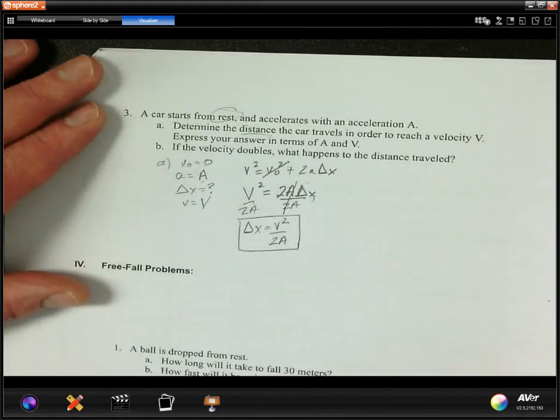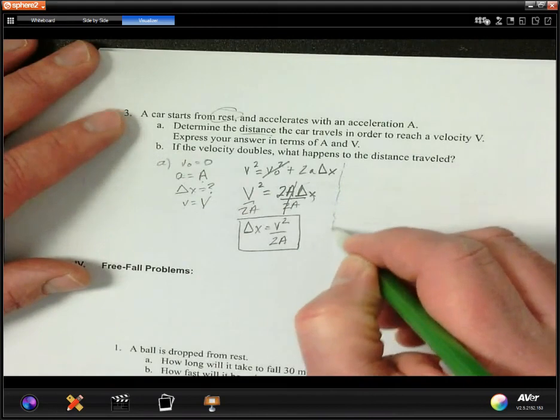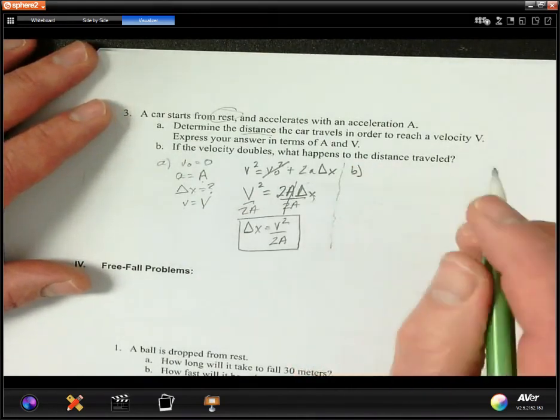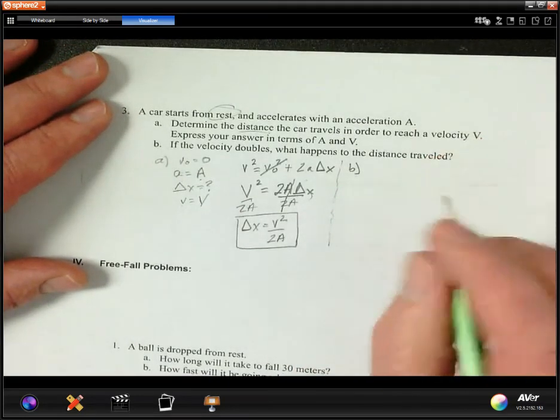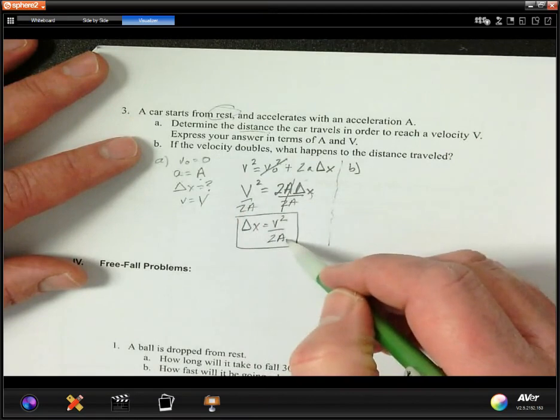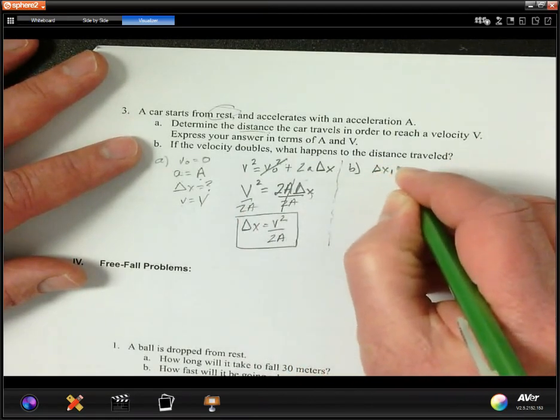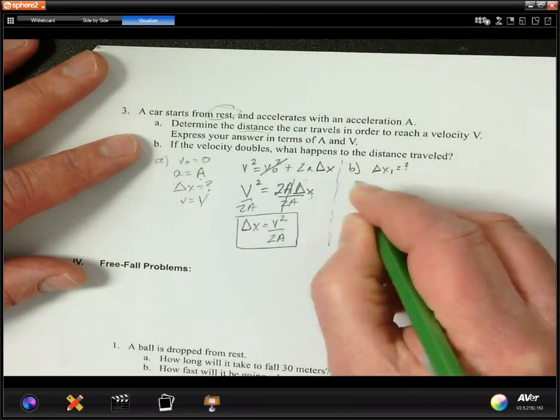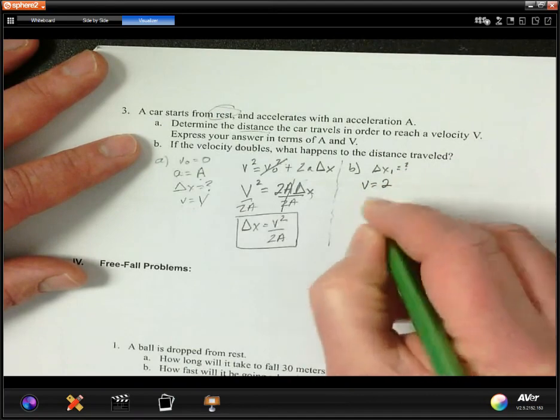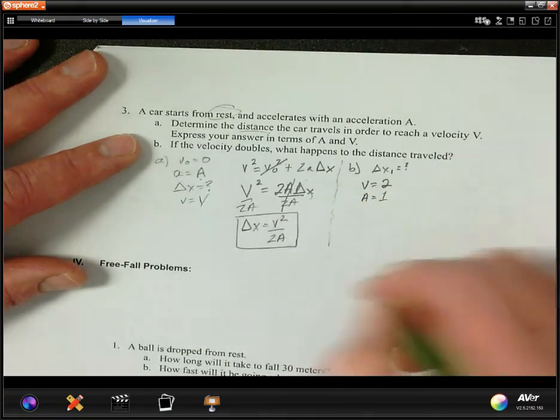All right, now, if the velocity doubles, what happens to the distance traveled? And we're going to spend more time on these types of problems, but I'm going to show you one way to do it right now. We're going to do the problem twice. We're going to pick a velocity and an acceleration. Okay, so I'm going to find delta x1. All right, so I'm going to pick a velocity. You pick any number you want. Let's pick 2 because that's easy to work with. All right, and let's say the acceleration is 1 because I can pick any number I want.